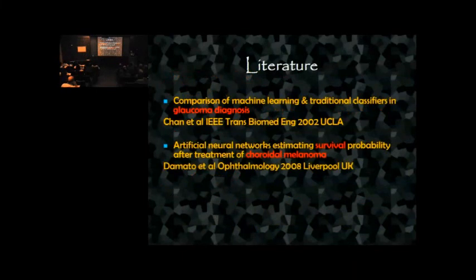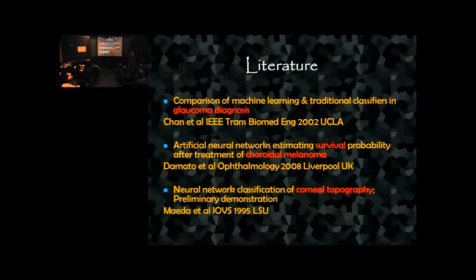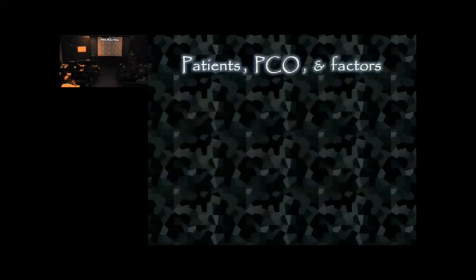The literature on the application of artificial intelligence in ophthalmology is not much, and I listed some of them here. It has been used for glaucoma diagnosis, for the prediction of survival in choroidal melanoma, and also in the diagnosis of different types of corneal topographies, and especially keratoconus in the earlier stages.